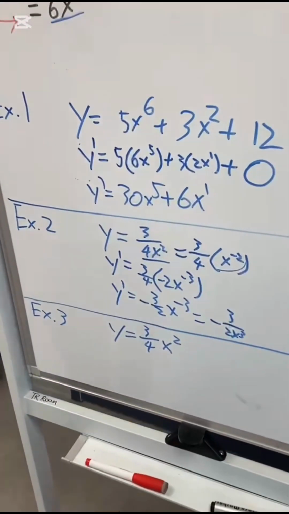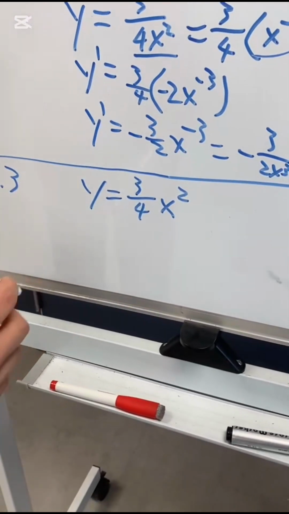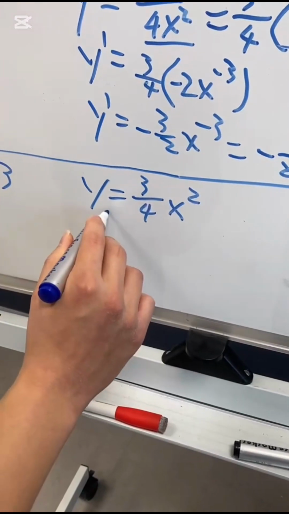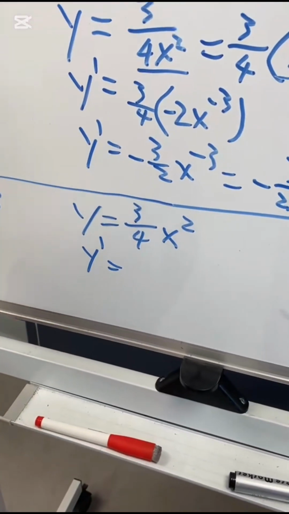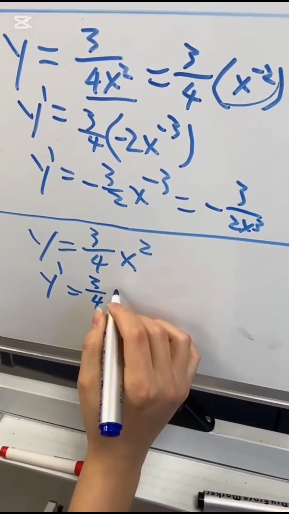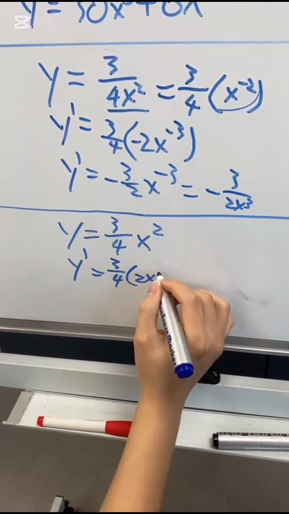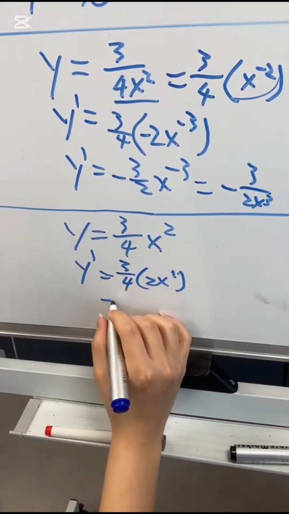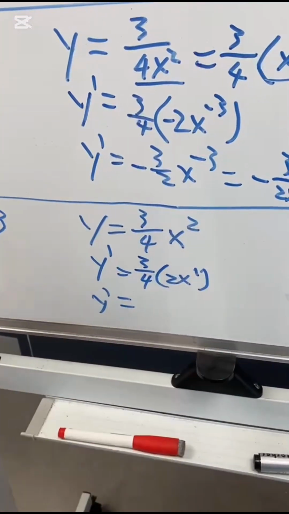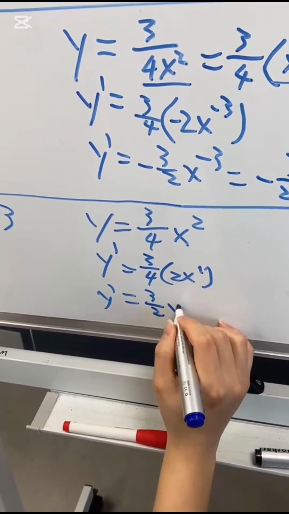And finally, for our last example, it's similar to example number 2. However, this time x is in the numerator. So y prime is equal to 3 over 4 outside of the bracket, x to the power of 2, bring the 2 down, x, 2 minus 1 goes to 1. So 3 over 4 times 2x to the power of 1. That would be 3 over 2 times x to the power of 1.